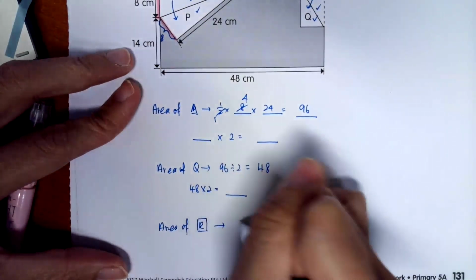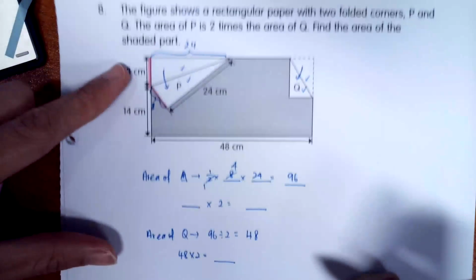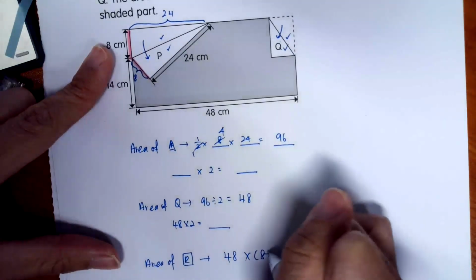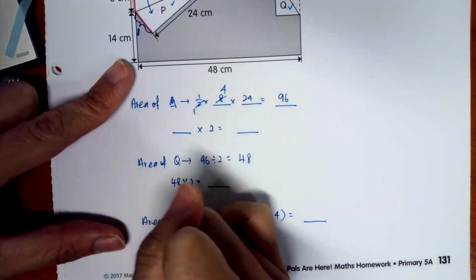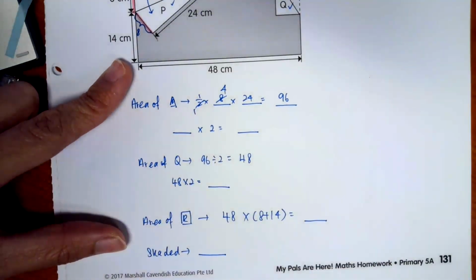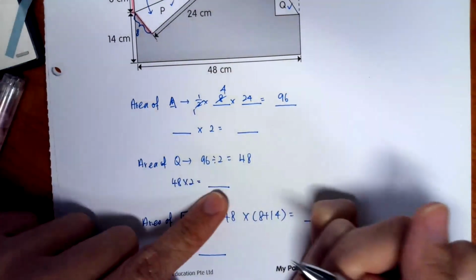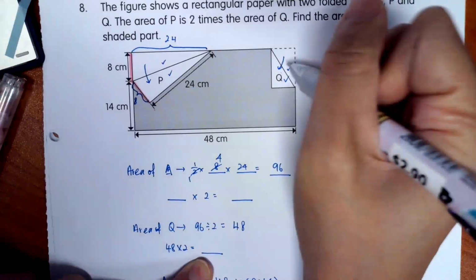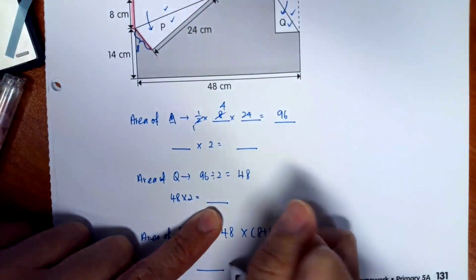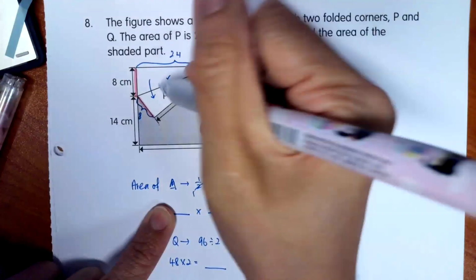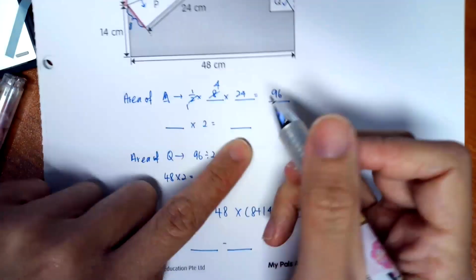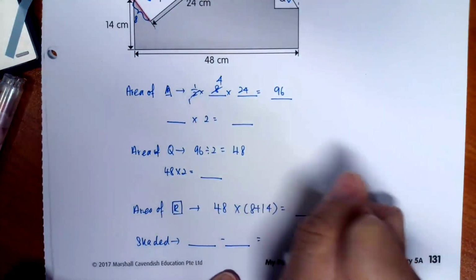is 48 times 8 plus 14. You get the area of the rectangle. Then to find the shaded, you just take rectangle minus these two triangles here from this value, and then these two triangles here from this value here. Okay, and then you get answer shaded. That's it.